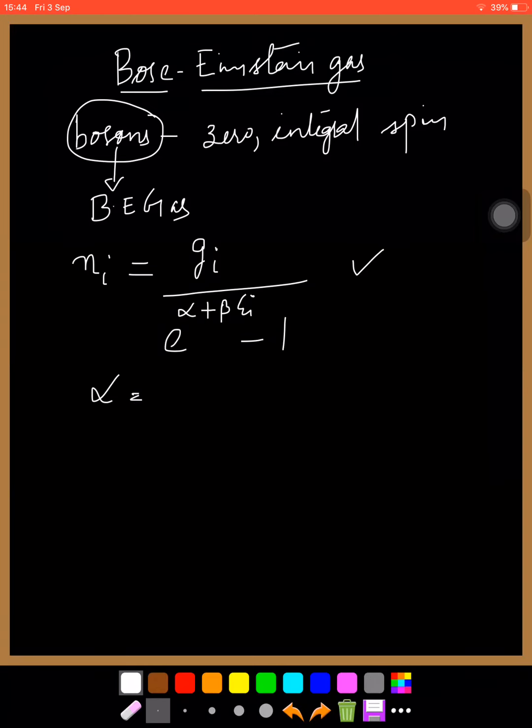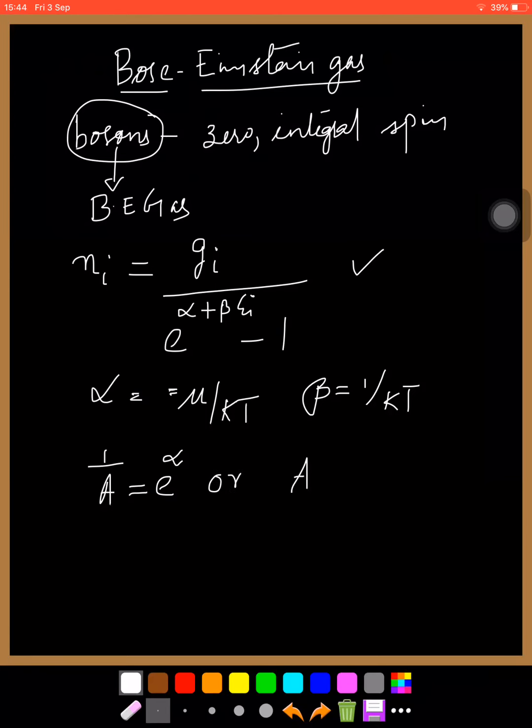And the value for alpha is minus mu by kT. k is the Boltzmann constant, T is the temperature in Kelvin scale, and mu is the chemical potential. Remember, alpha is minus mu by kT and beta is 1 by kT. Then we define a parameter A, capital A, such that 1 by A is equal to e raised to alpha, or we can write the inverse, A, that is equal to e raised to minus alpha. So we define a parameter A like this. And now we are going to find the range of this A, that is the minimum value of A and the maximum value of A.